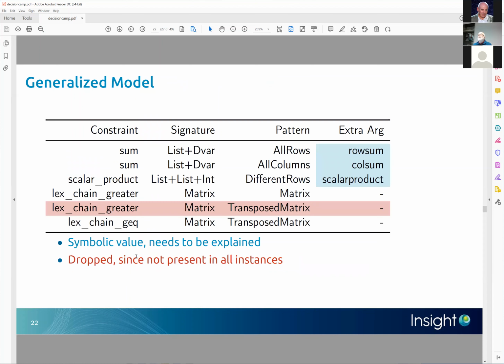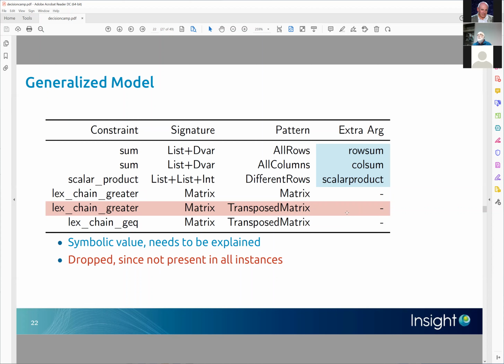And if we do this in our example, we have to introduce basically these extra arguments for the row sum, the column sum, and the scalar product. We now have to find formulas that explain the observed values that we have seen for the different sizes in terms of the other values and parameters that are given. And sometimes we can eliminate some of the constraints because they only hold in some of the examples. They don't hold in all of the examples.